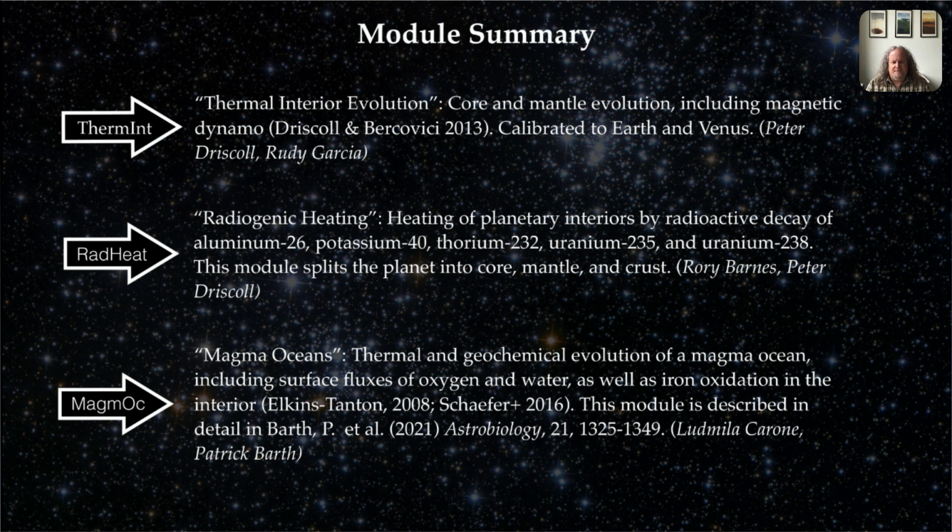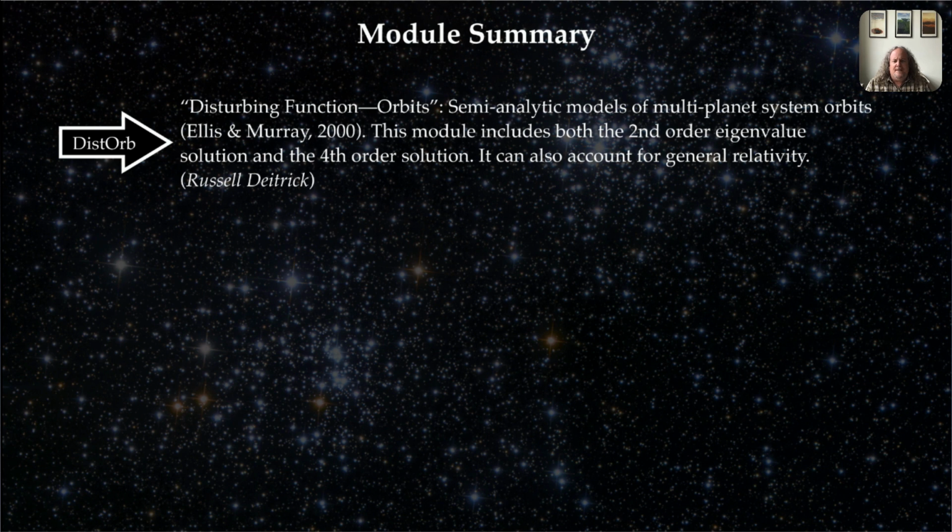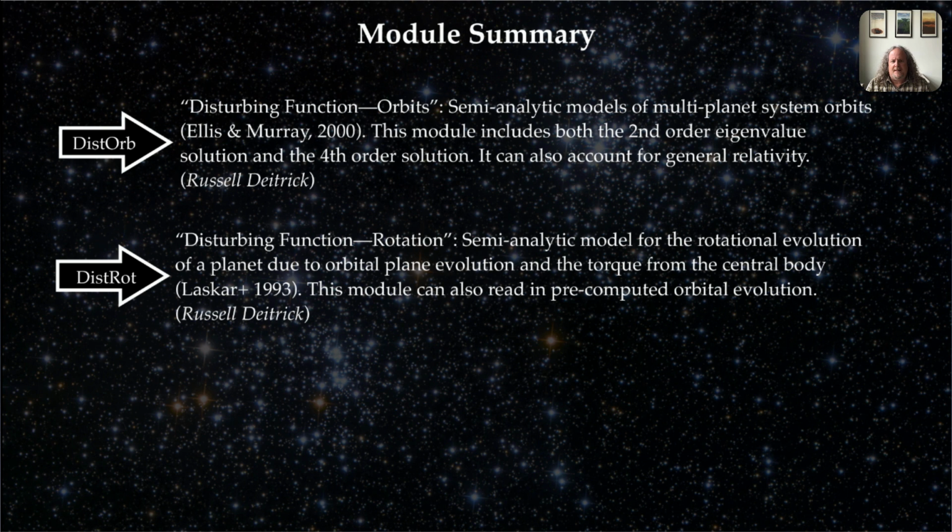led by Patrick Barth. Moving on, the DISTORB module contains semi-analytic models of the orbital evolution of multi-planet systems. The models were developed centuries ago, but VPLanet incorporates the methods described in the paper from Murray and Dermott in the year 2000. This module includes both the second-order eigenvalue solution as well as the fourth-order secular evolution solution, and it also includes general relativity.